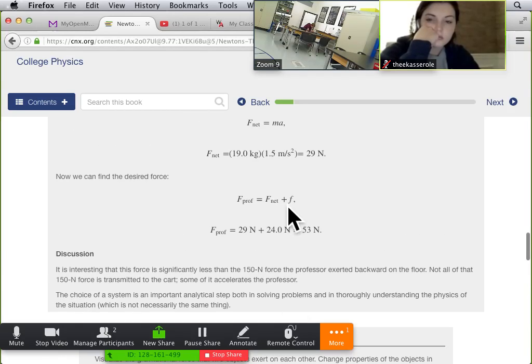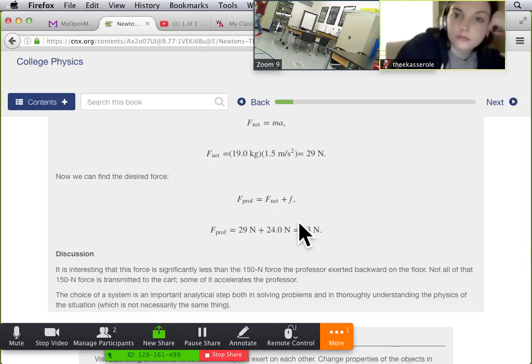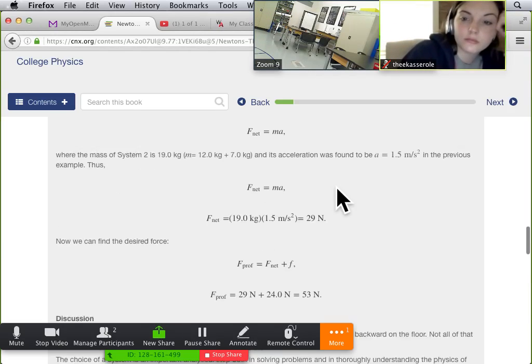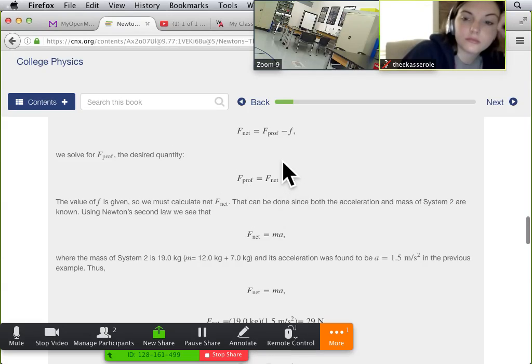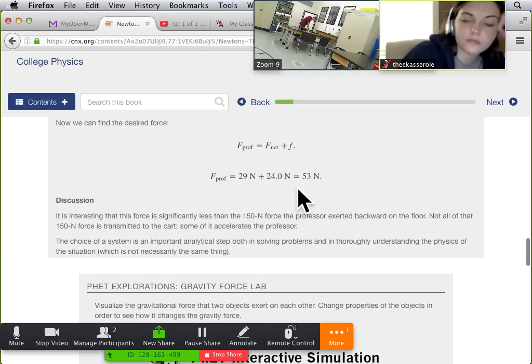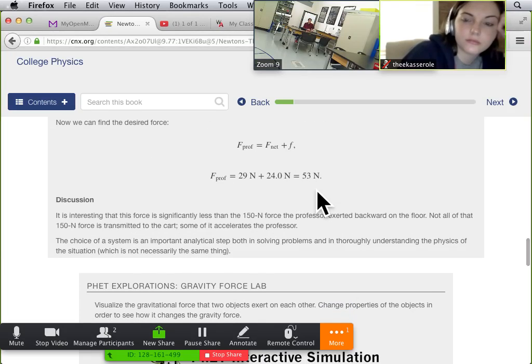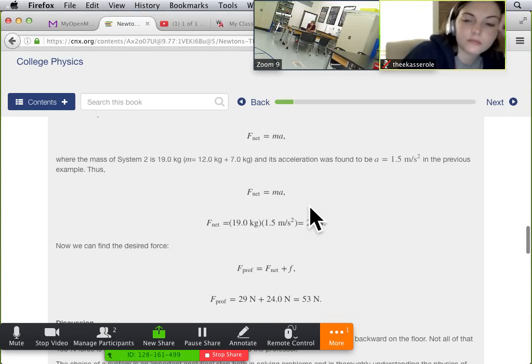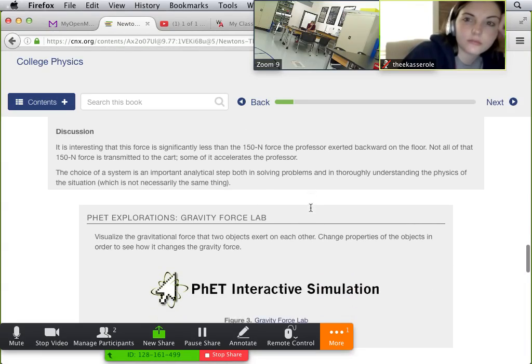And the reason we put an add in there is because we want to know how much force the professor has to push with to overcome all of these forces. So we rearrange the equation, in other words. This equation comes from rearranging this equation. We add the frictional force to both sides, and we get net force plus friction equals force professor. So you end up getting a 53 newton force that the professor has to push with to keep that cart achieving that 1.5 meters per second squared of acceleration.